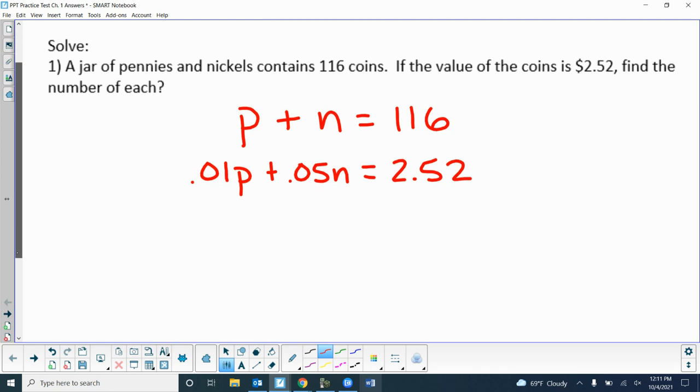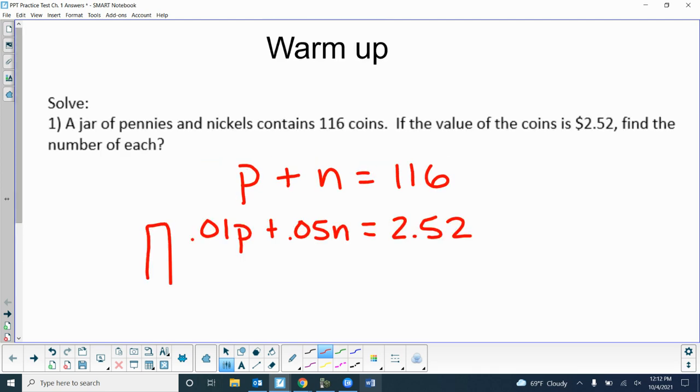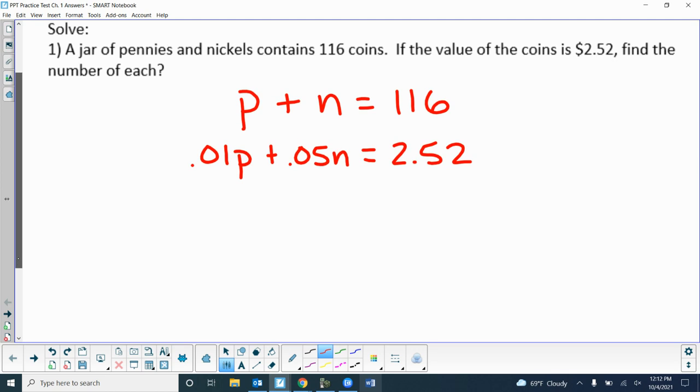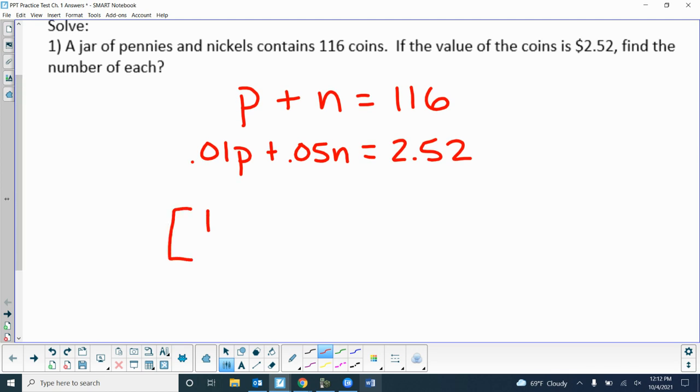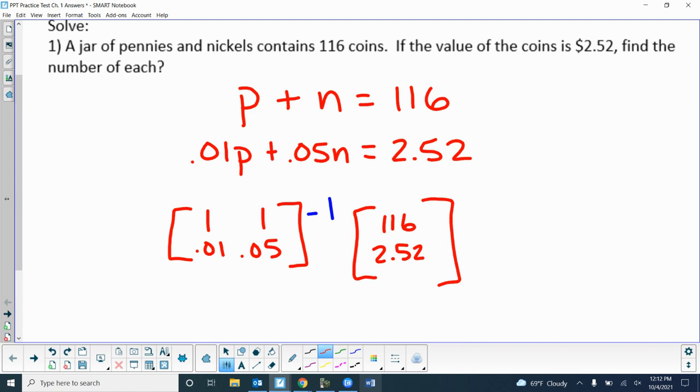So according to this, our A matrix is 1, 1, 0.01, 0.05. And we've got to remember to do what? Inverse, right? When we solve these. And then the B matrix is that. Anybody having issues putting them in your calculator? We're good? All right, so what's that equal?